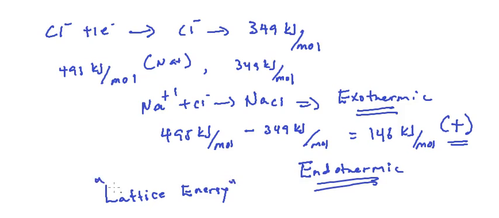Lattice energy. First of all, let's define what a lattice energy is. It is the energy required to completely separate one mole of a solid ionic compound. It can be sodium chloride, potassium chloride, or any ionic compound. So the definition of lattice energy is how much energy is required to change a mole of a solid ionic compound completely into gases of ions.